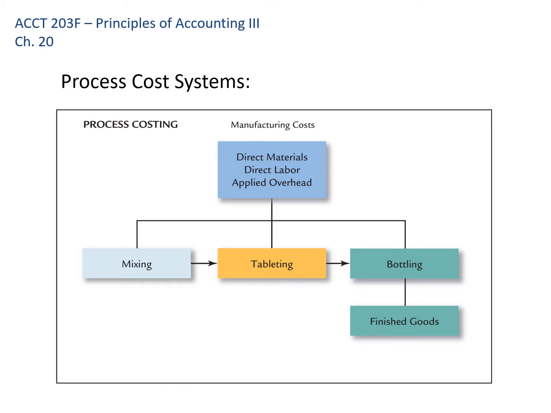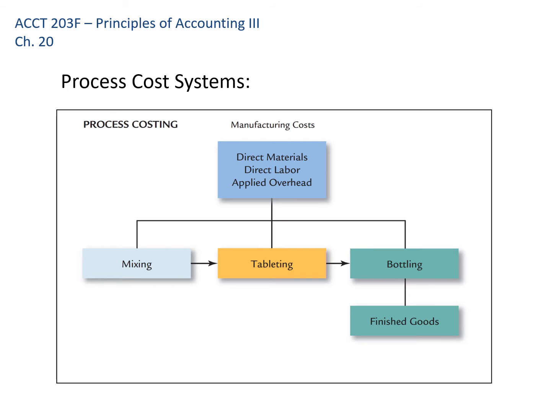And then I'm going to transfer that cost over to tableting, where they have machines that take the stuff I mixed up and turn it into tablets. So in that department, there may be additional direct materials or maybe not, but there's definitely labor and there's applied overhead. Then we'll transfer those costs, which include what we inherited from the mixing department. We'll pass that down to the bottling department.